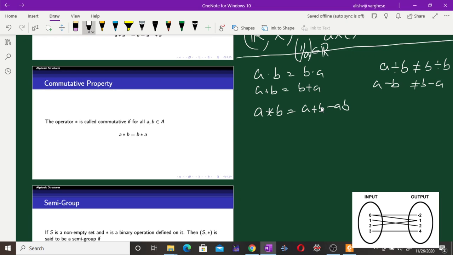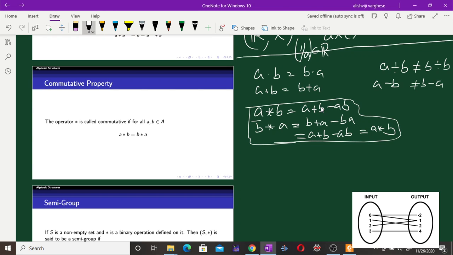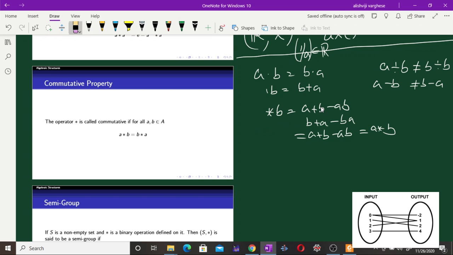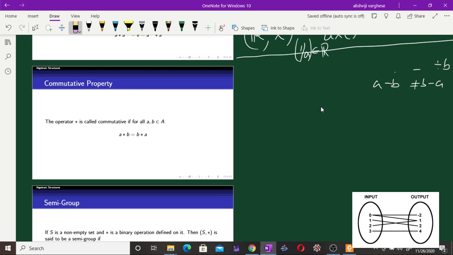A star b is equal to a plus b minus ab, and b star a is equal to b plus a minus ba, and that is equal to a plus b minus ab, and that's equal to a star b. So this particular operation has the commutative property. And if you consider the cross product of two vectors, then it does not possess the commutative property, because a cross b is not equal to b cross a.